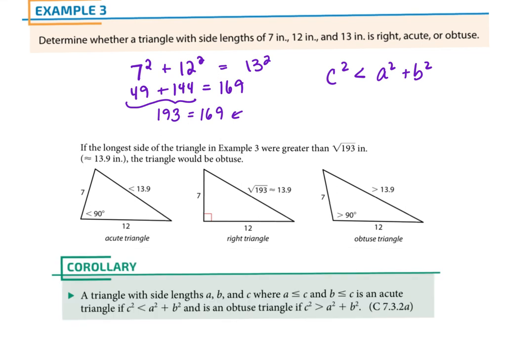A triangle with side lengths A, B, and C. A is less than B, B is less than C. So you have 3 different side lengths, and you have 2 smaller than the third. If your longest side squared is smaller than the sum of the squares of the other two, you have an acute triangle. If your longest side squared is bigger than the sum of the other two sides squared, you have an obtuse triangle. So given 3 sides, you can tell if you have an acute, a right, or an obtuse.